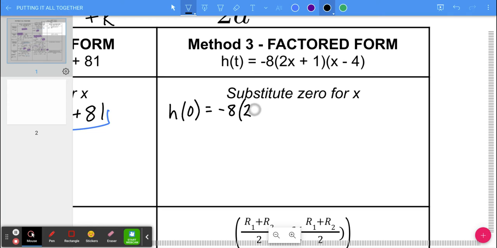So 2 times 0 plus 1, 0 minus 4. Please just type that whole thing into your calculator, but you would get 32.